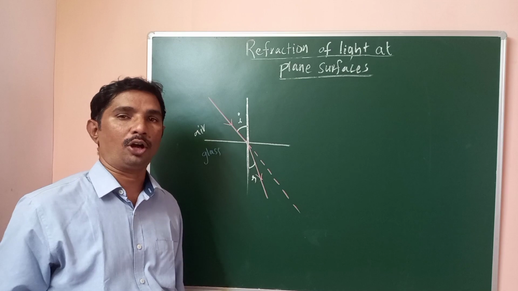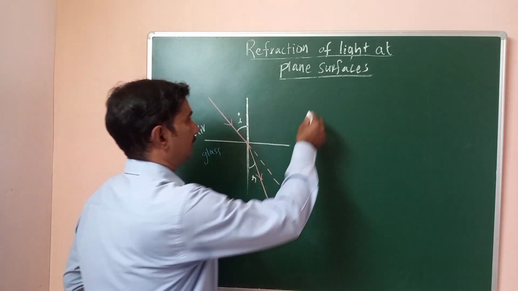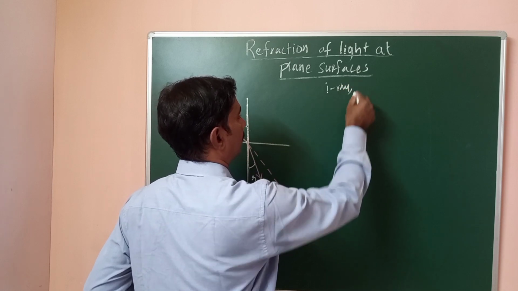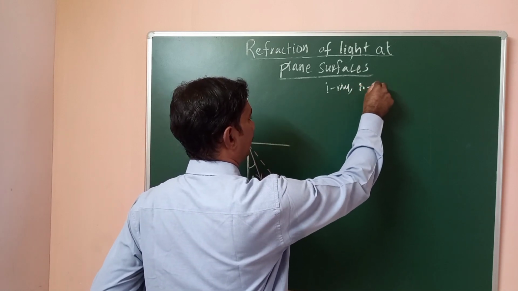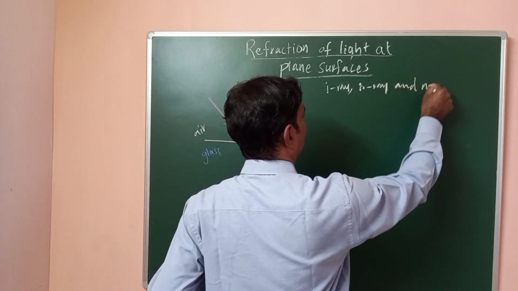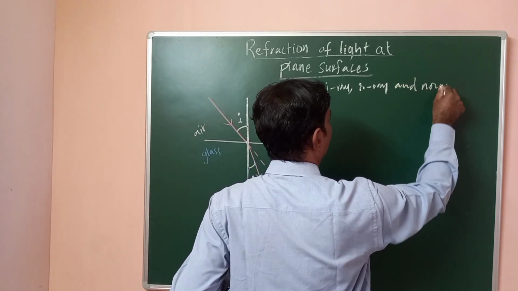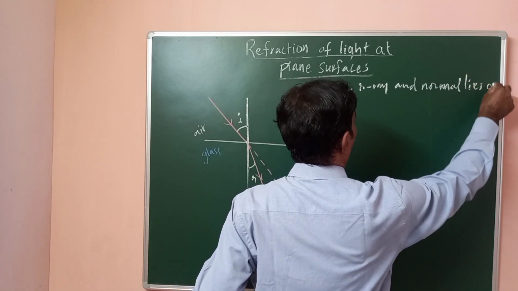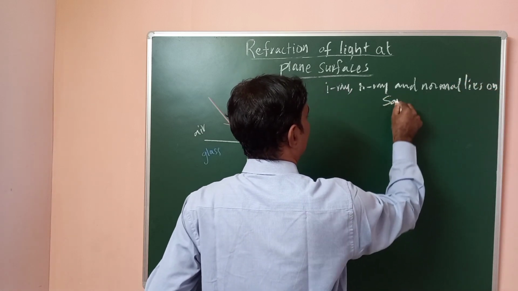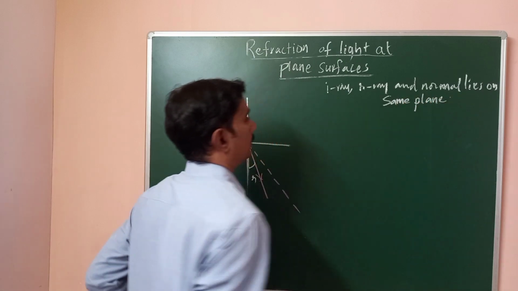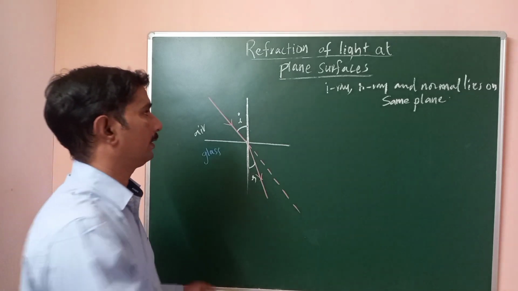This is the first law of refraction: the incident ray, the refracted ray, and the normal lie on the same plane.